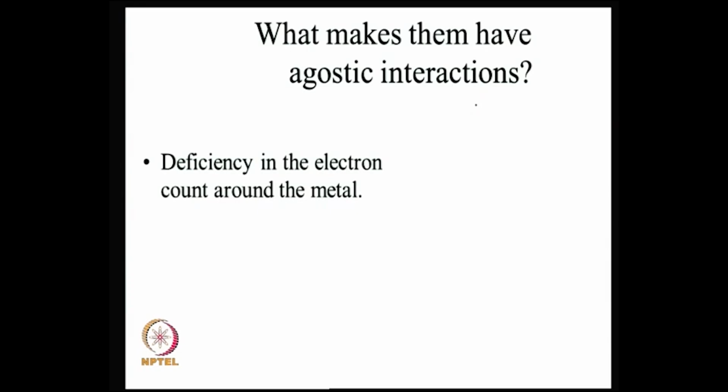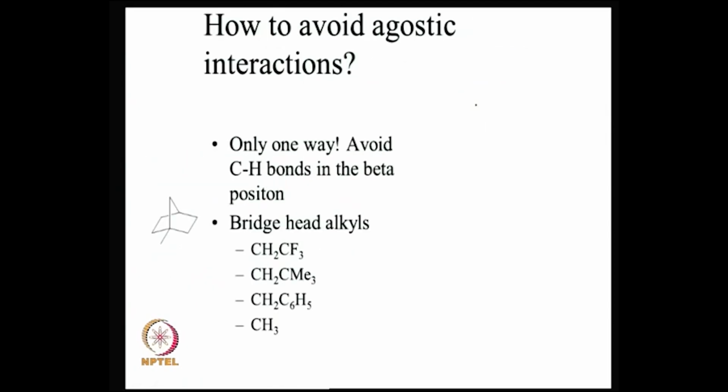So, what makes them have weak interactions or agostic interactions is usually the deficiency in the electron count around the metal, and the CH bond is actually functioning as an electron donor. So, how do you avoid these agostic interactions? There seems to be only one way to avoid agostic interactions, and that is to avoid the beta hydrogen. And that is why very often one can form very strong metal alkyl complexes if you have no beta hydrogens.